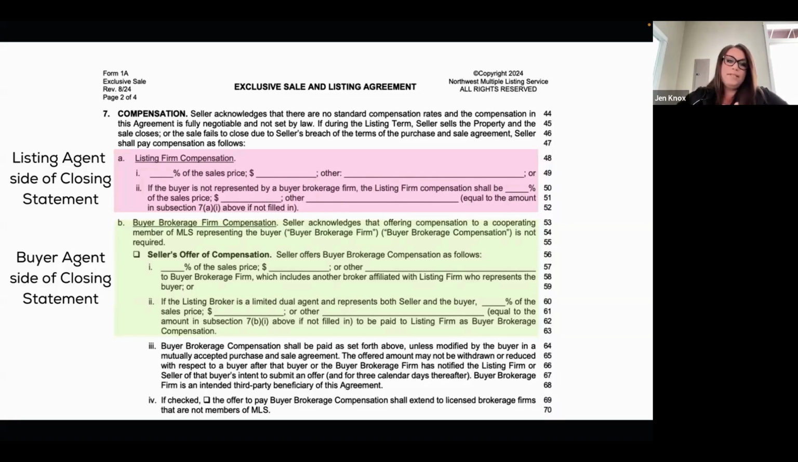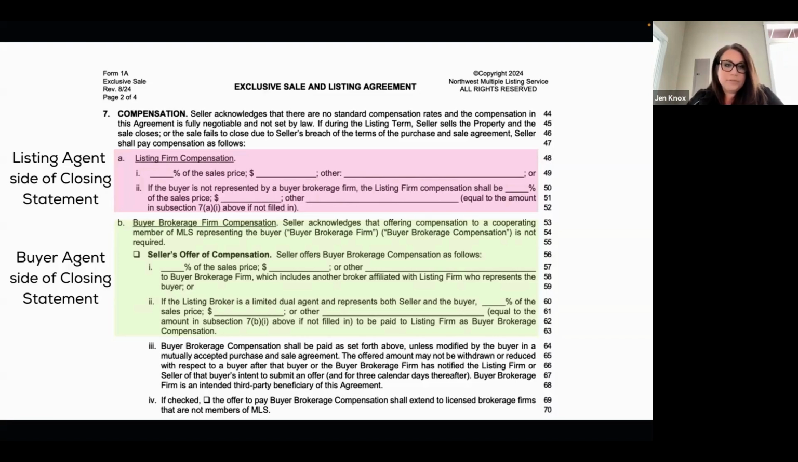So the buyer's compensation is going to go in section BI. That will be the percentage or dollar amount that your seller is offering to a buyer's agent if they should come with their own buyer. BII is going to be what happens if you find the buyer, you have a buyer representation agreement, and you bring that buyer to your own listing. So keep in mind, when you're doing a dual agency or a limited dual agency, this means you have to have in place a contract for compensation with the seller and a contract for compensation with the buyer.